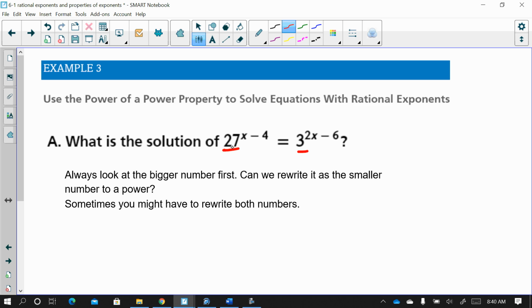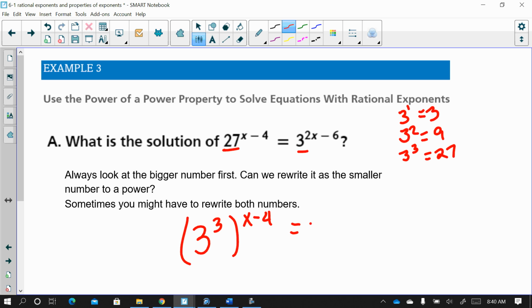Can I rewrite 27 as 3 to a power? Well, I know 3 to the first is 3. 3 squared is 9. 3 cubed is 27. Yes, so I can replace this 27 with 3 cubed. Okay, that's the same thing as 27, so I'm allowed to replace it. Sometimes in some problems you're going to have to rewrite both of the numbers, but this one we only had to rewrite one.